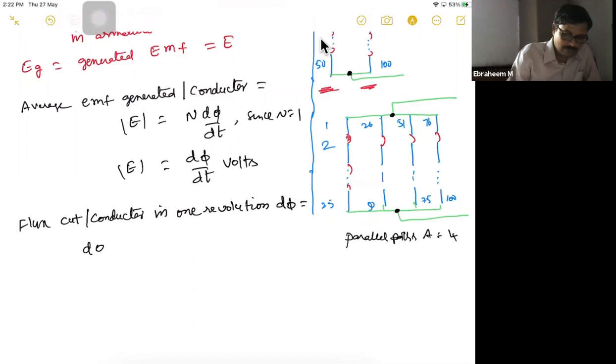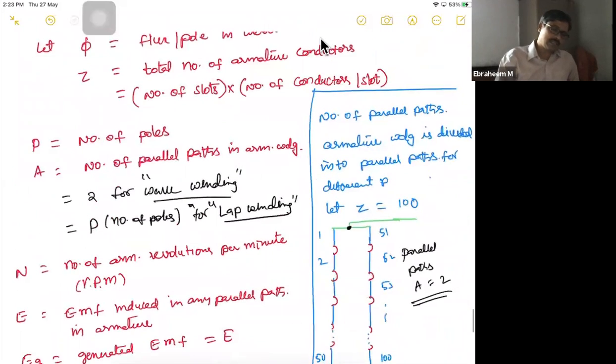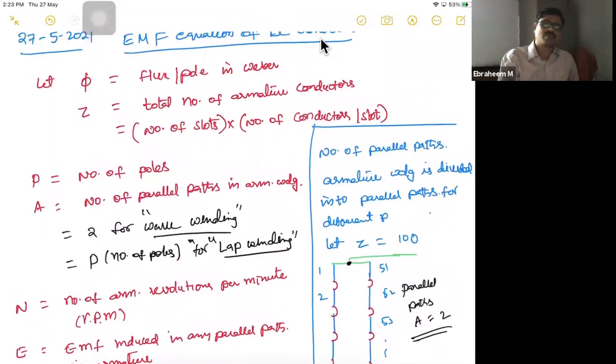So how can I know d phi? In one revolution, how much flux is one conductor cutting? Because phi is the flux per pole here, right? The first term we have defined is phi equal to flux per pole in Webers. So if we have one pole in the generator, it will give 5 Webers. If you have two poles, how much flux will it give?